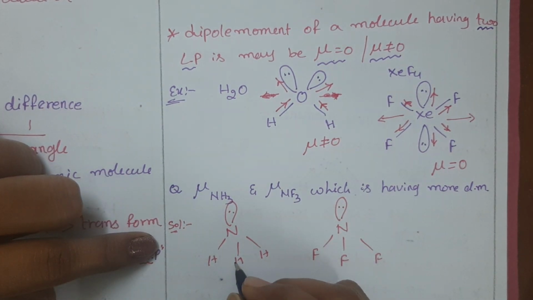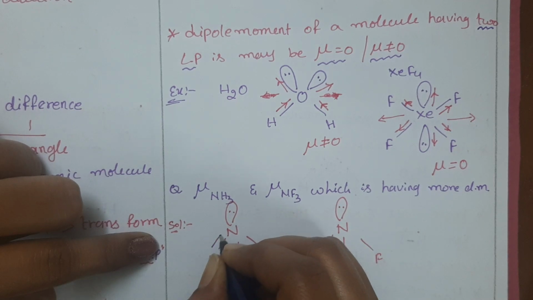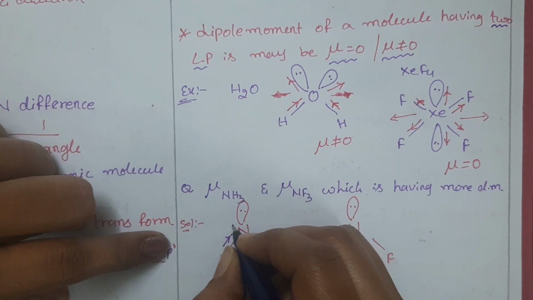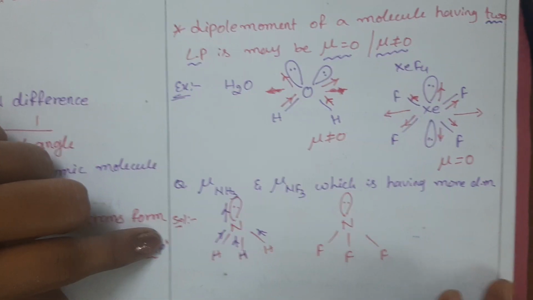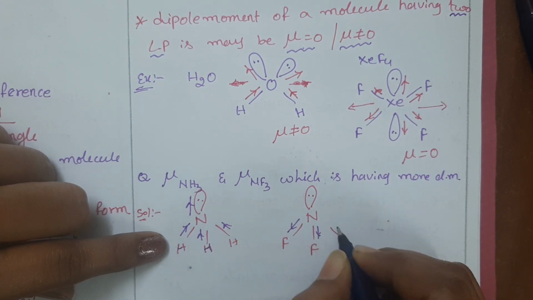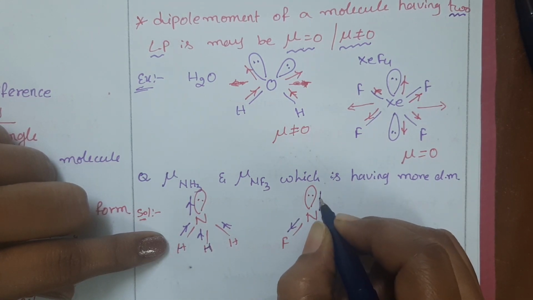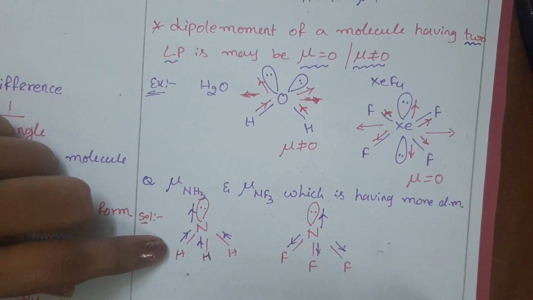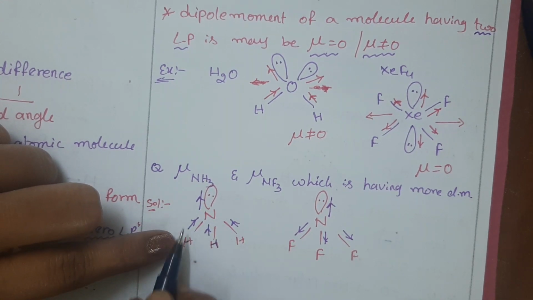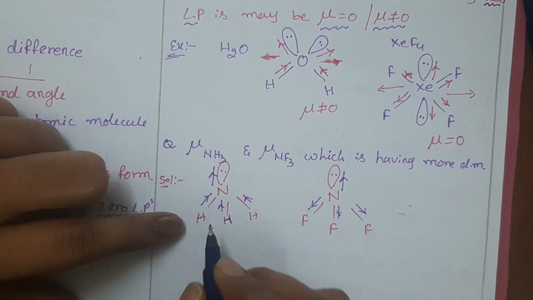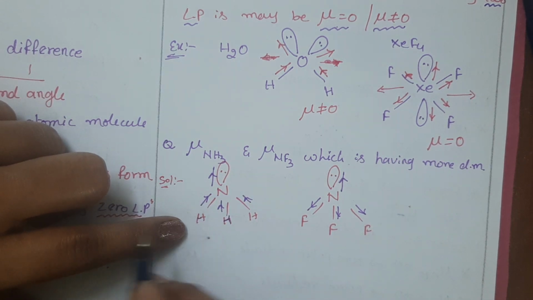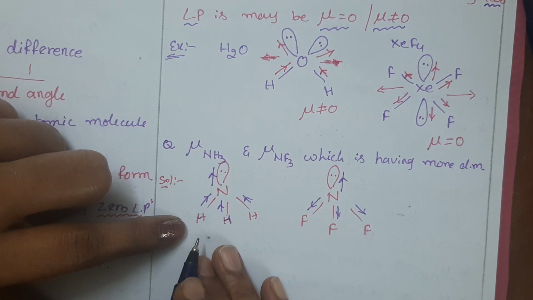So in NH3, we should calculate the dipole moment in this direction and here in this direction. And here nitrogen to fluorine, nitrogen to fluorine, nitrogen to fluorine, and here atom to lone pair. That means, to find the net dipole moment we should add all dipole moments. So there is no cancellation of dipole moments in the NH3 molecule.